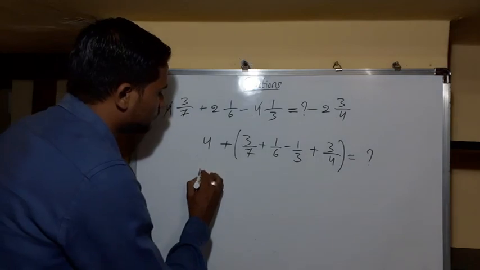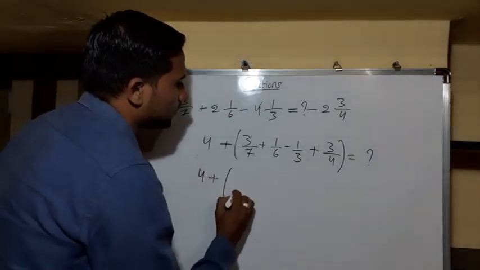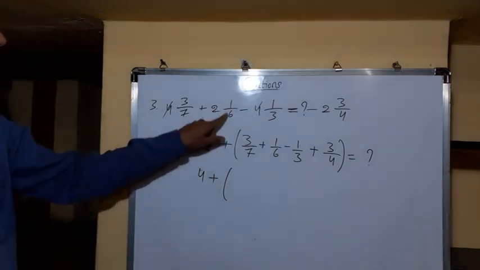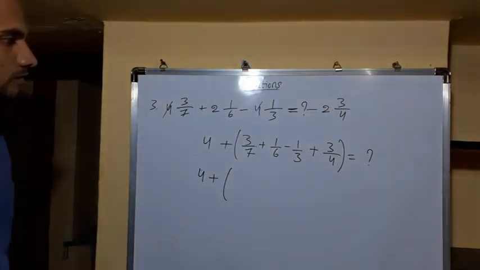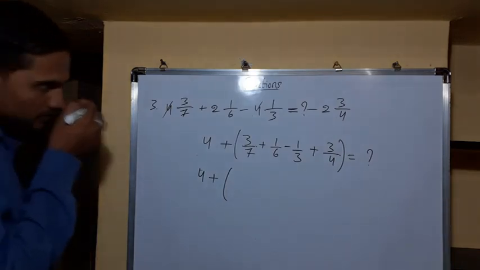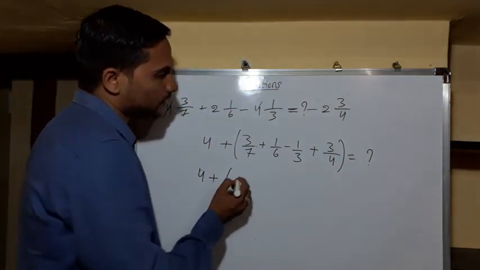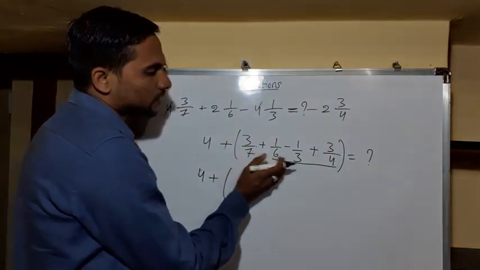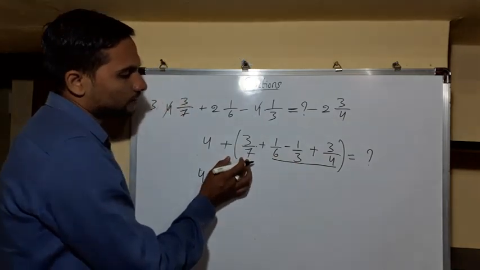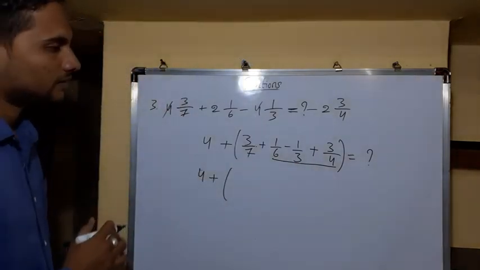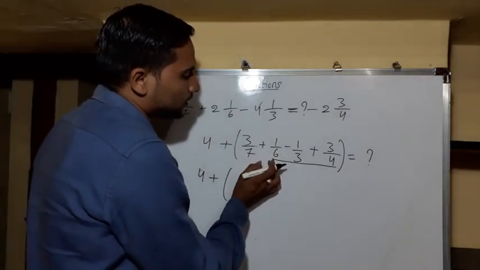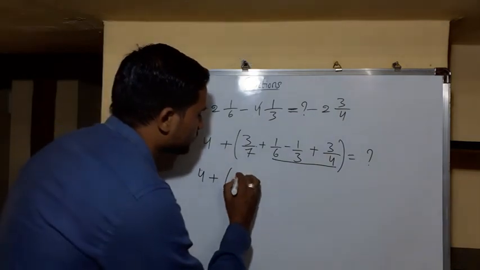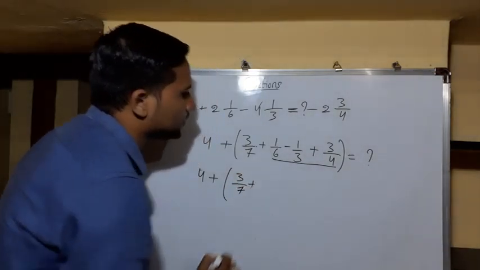So now 4 plus, take the LCM friends, 3 by 7, 1 by 6, 1 by 3, 3 by 4. Now see here friends, how to take the LCM. 6, 3 and 4, we can find some similarities between 6, 3 and 4, but we can't find the similarity with the 7, right? So what I will do, first I will take the LCM for these 3 terms. First I will take the LCM for these 3 terms. So keep this 3 by 7 as it is, plus.